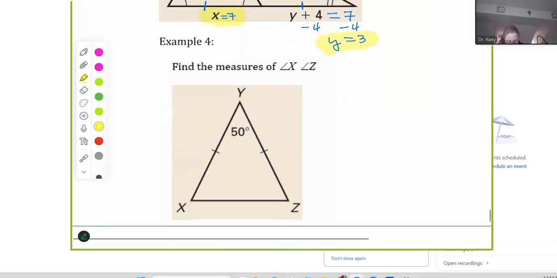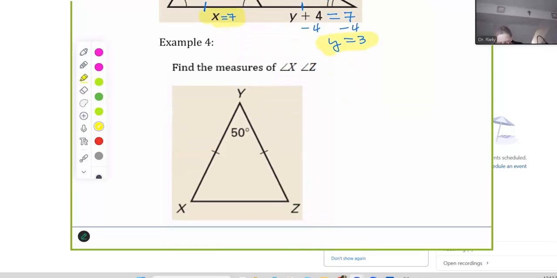Okay, look at this next one. Okay, so here is an isosceles triangle. So I know that that's the leg. That's the leg. These angles have to be equal. And what are those angles called? Oh, those are the base angles. Base angles. Okay, this is the base. And then this is the vertex angle.